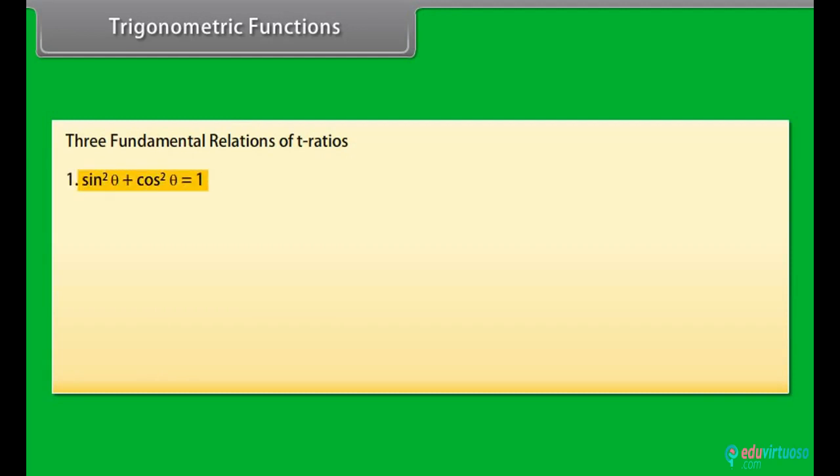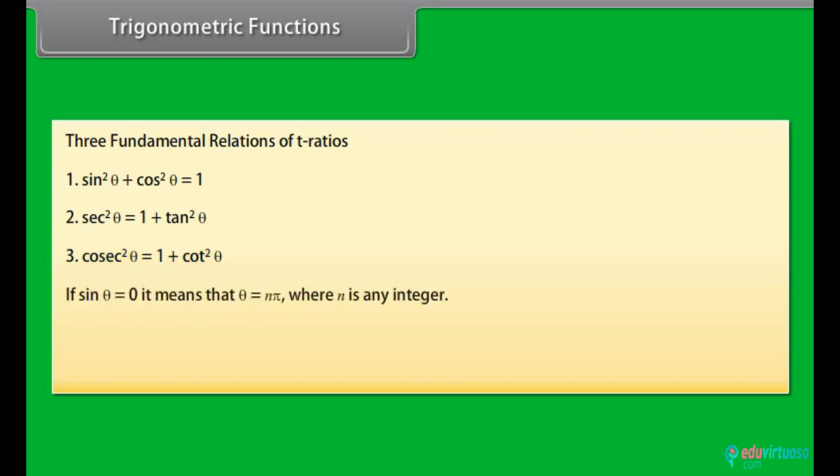Sin square theta plus cos square theta is equal to 1. Sec square theta is equal to 1 plus tan square theta. Cosec square theta is equal to 1 plus cot square theta. If sin theta is equal to 0, it means that theta is equal to n pi, where n is any integer. If cos theta is equal to 0, it means that theta is equal to (2n plus 1) pi by 2, where n is any integer.